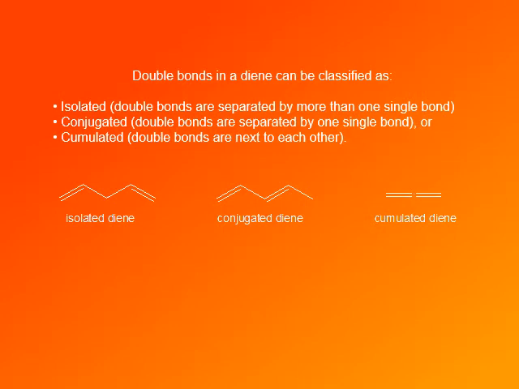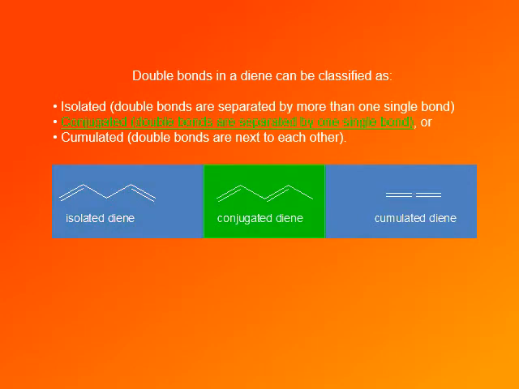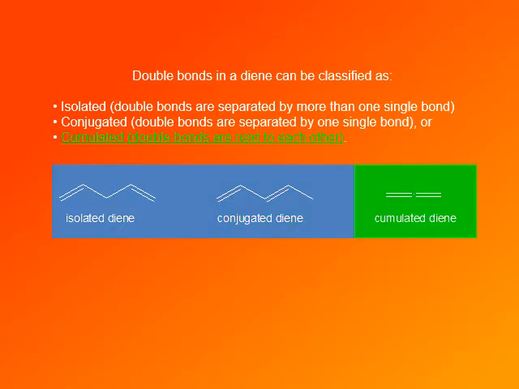Based on the nature of double bonds in a molecule, we can classify dienes into three classes. In an isolated diene, double bonds are separated from each other by more than one single bond. In a conjugated diene, double bonds are separated from each other by one single bond. And finally, in a cumulated diene, double bonds are next to each other.